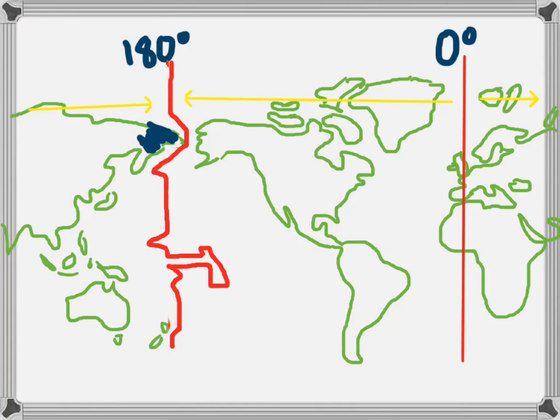So because lines of longitude are all the same distance, they don't have any bearing on climate, we don't have as many important lines of longitude as we do for latitude, but these are the two main ones. We've got the prime meridian at 0 degrees and the international date line at 180 degrees.